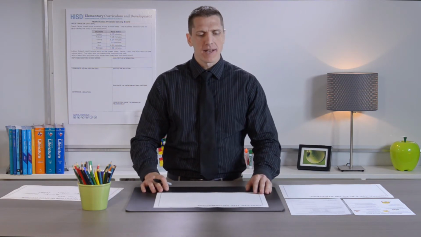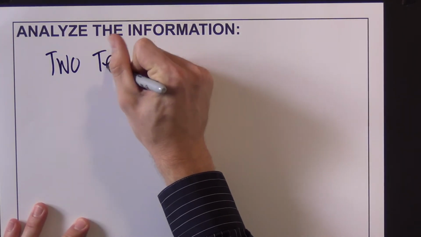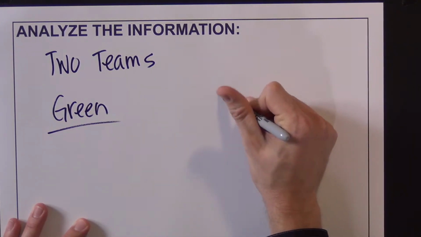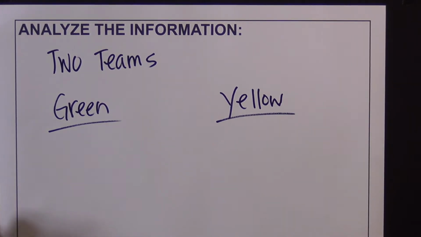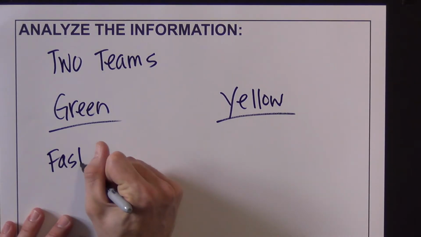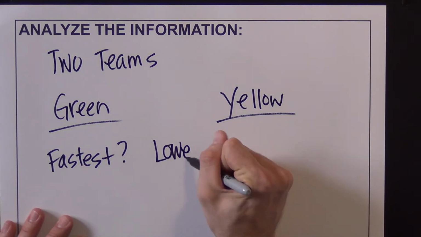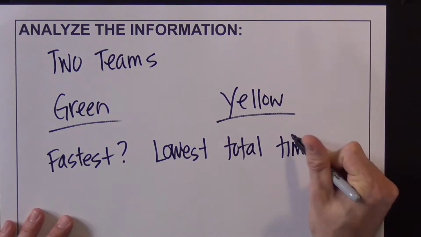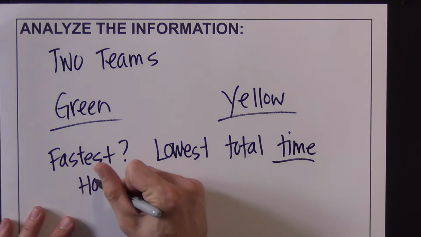When I read this problem, I saw that there were two teams. I know that there's the green team and the yellow team. I want to know which team was the fastest, and that means they have the lowest total time. I also need to know how much faster they were than the other team. So, how much faster?